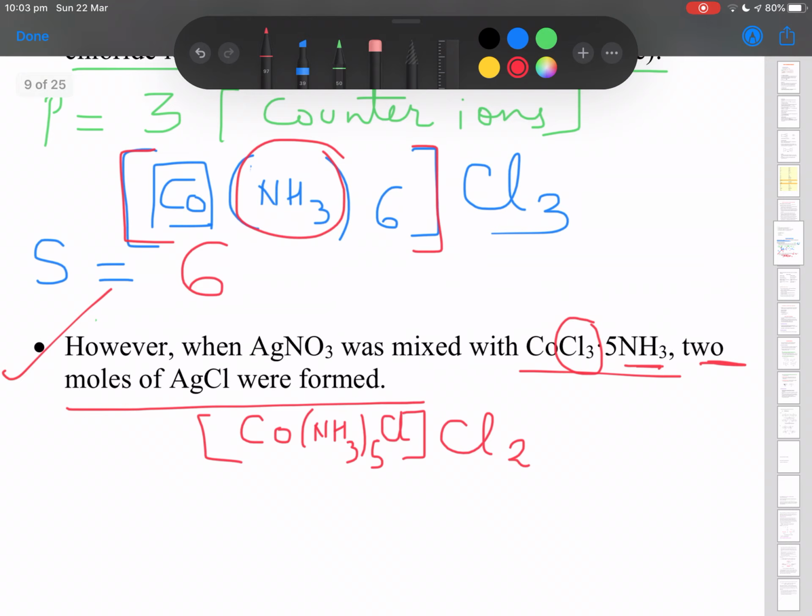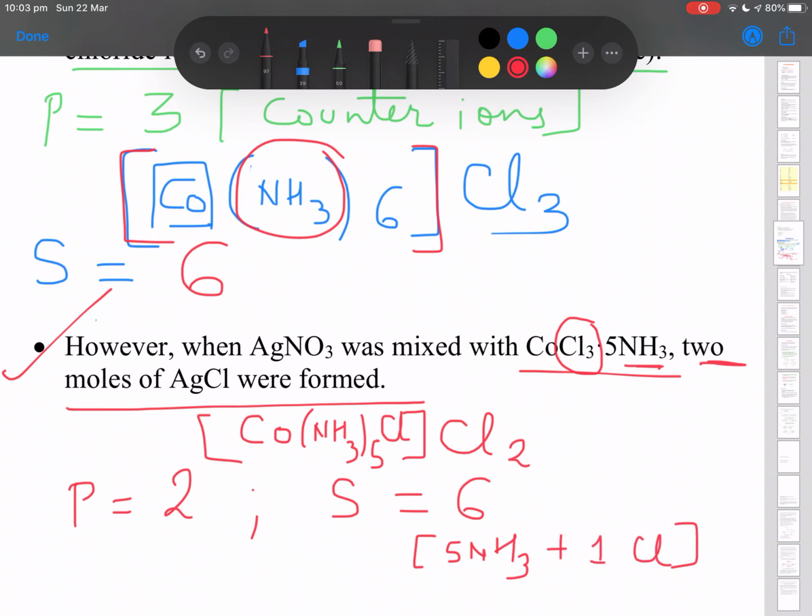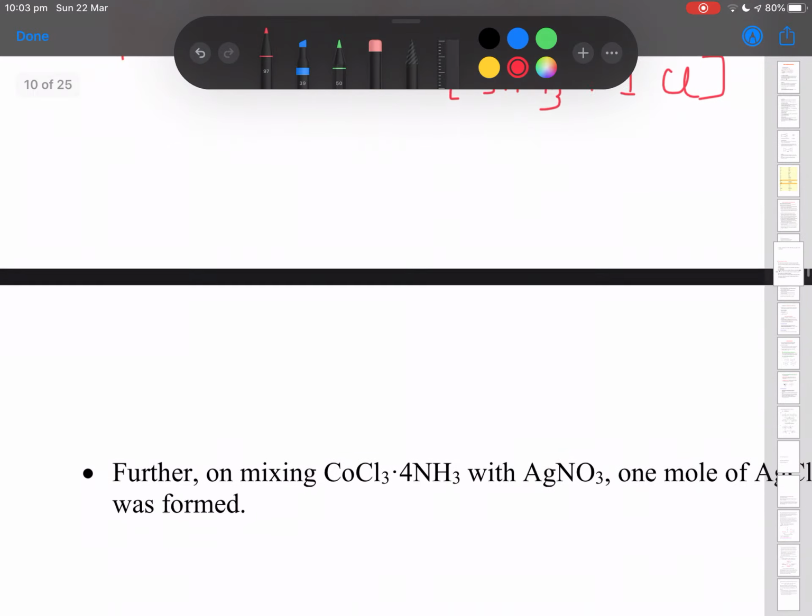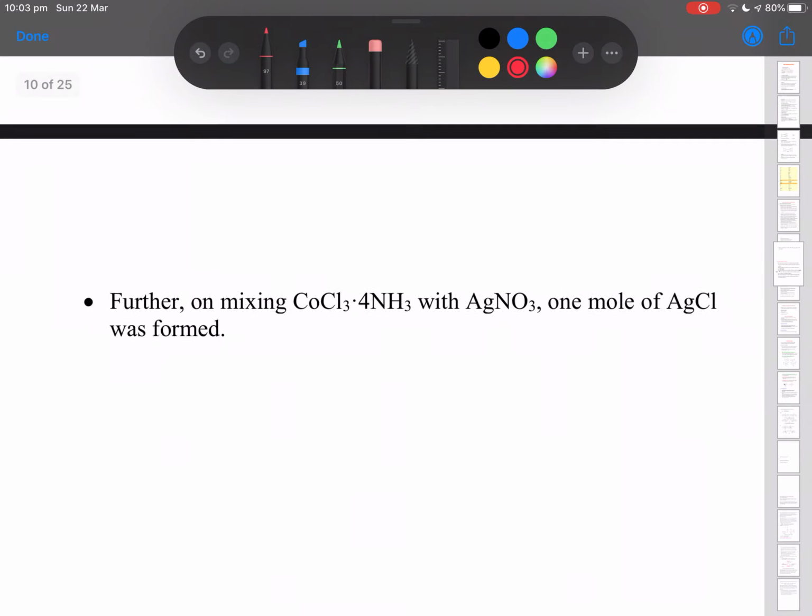So in this case, if I ask you what's the primary valency, your answer should be 2. And if I ask you what's the secondary valency, then your answer should be 6. Why 6? Because 5 amine plus 1 chlorido is going to give you 6 as the number, which is the secondary valency over here. Fine. Now let us go ahead with the third example.